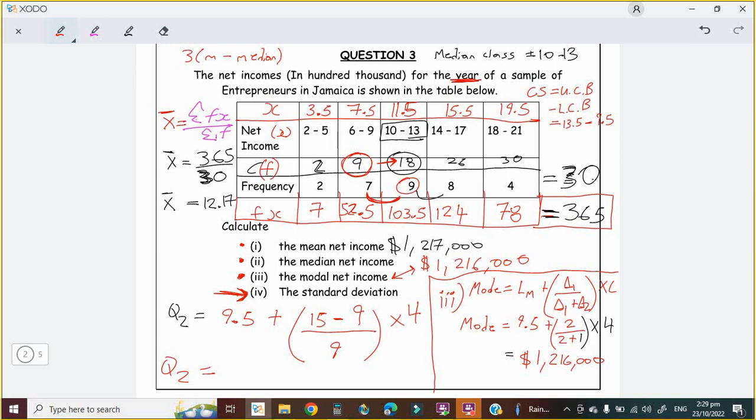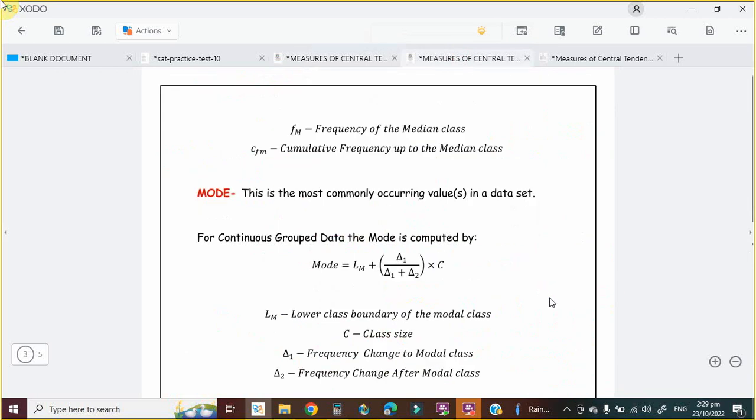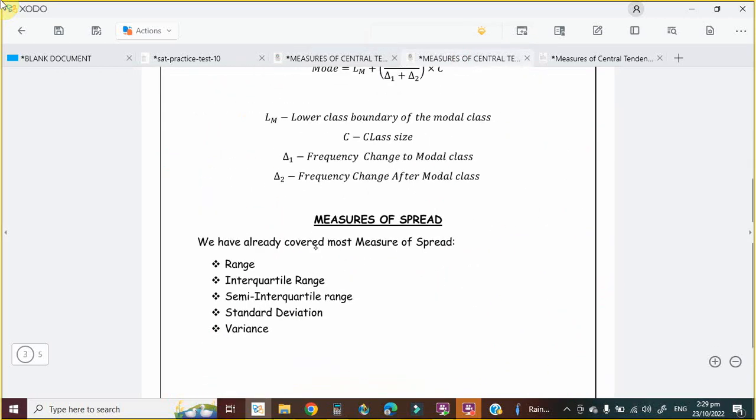Okay, so that's a slightly little bit higher, but that's fine. No standard deviation. So gentlemen, next in the notes now is to look at the measures of spread. We started last week, and so I'm not going to go through these measures of spread. Not going to go through range, interquartile range, or semi-interquartile range. The only one we're really focusing on is standard deviation and variance.